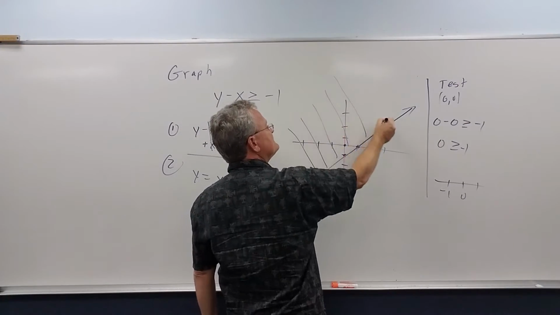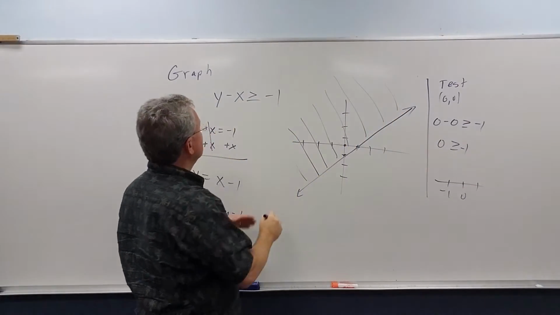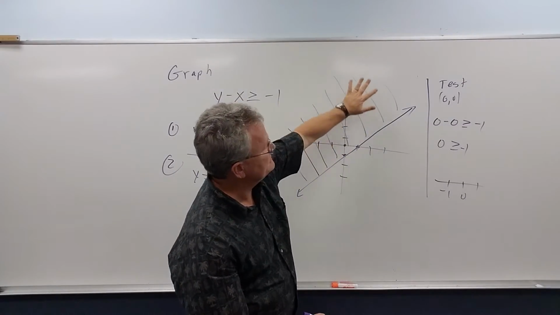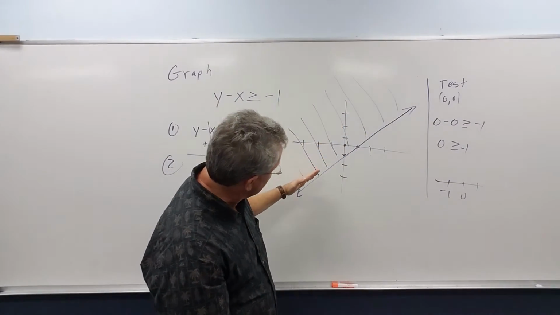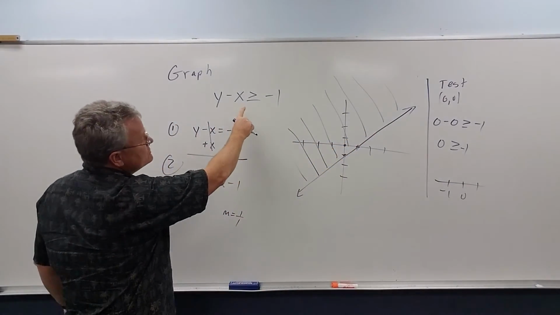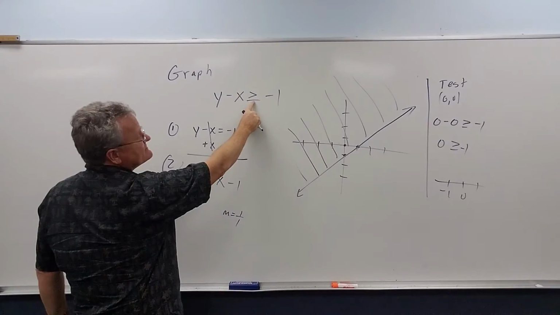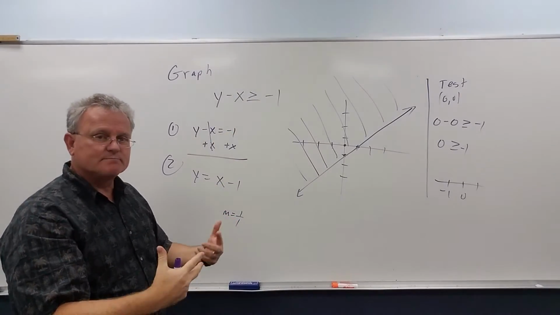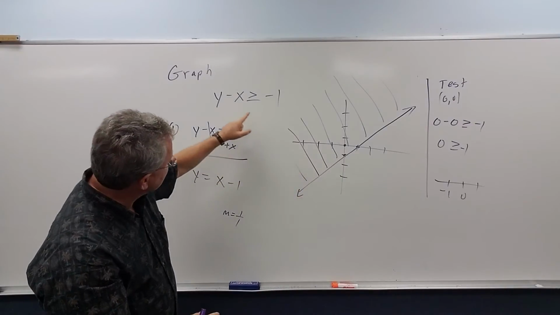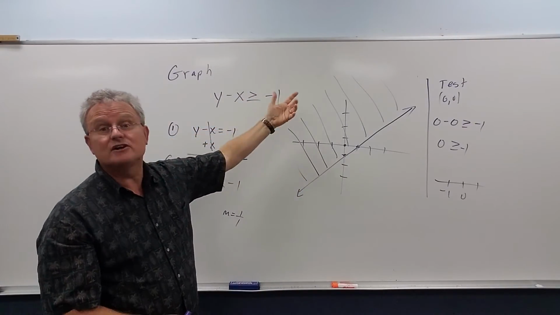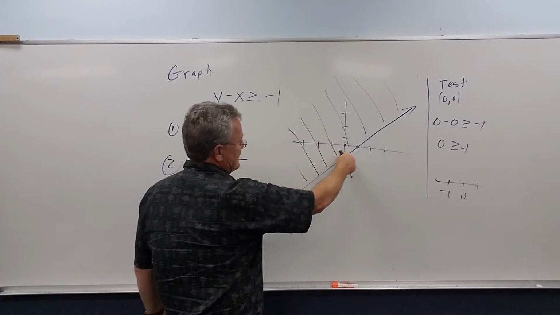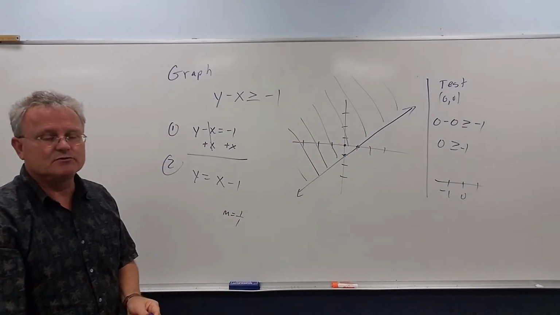So we shade this side, and the solution to this inequality is all the points in this shaded region plus the points that lie on the line. We include the points that lie on the line because that's the equation part. When I pick a point that is on the line and plug it in here, it will actually equal -1. We want to include that. That's the solid line, because that has an equal underneath it.